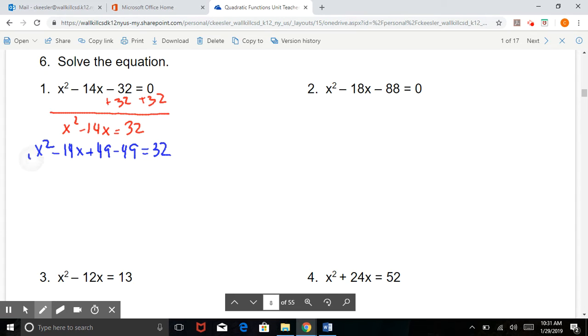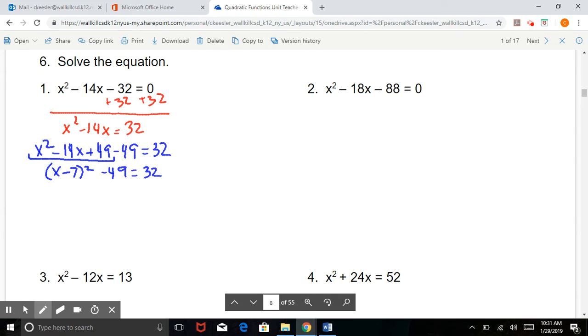Now notice these first three terms are what we call a perfect square trinomial because negative 7 and negative 7 add up to negative 14 and negative 7 times negative 7 have a product of positive 49. So that's going to be rewritten as x minus 7 all squared. Bring down the negative 49 equals 32. And now we can start solving.